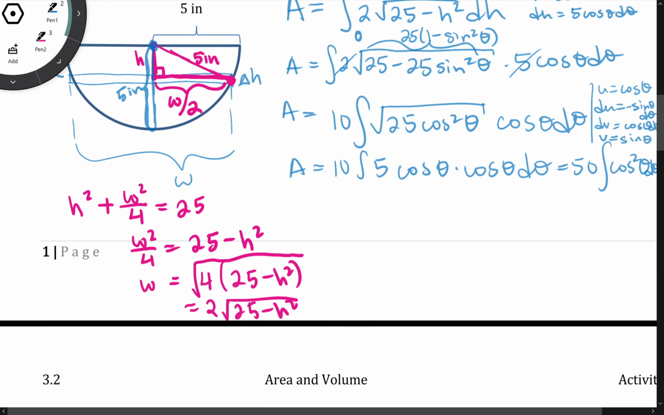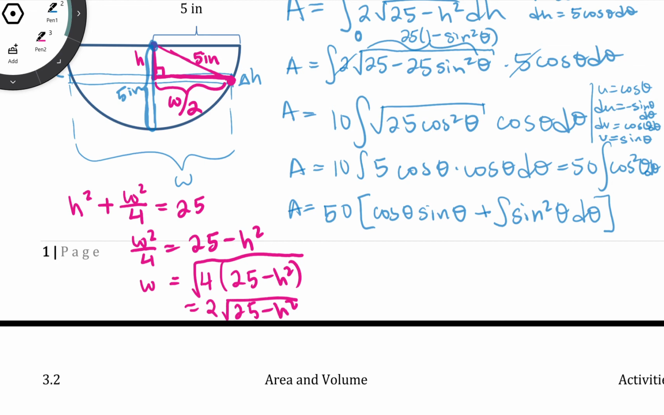So we have 50 times u times v, which is cosine theta sine theta, minus the integral of v du, so it's going to be plus sine squared theta d theta. There we go.